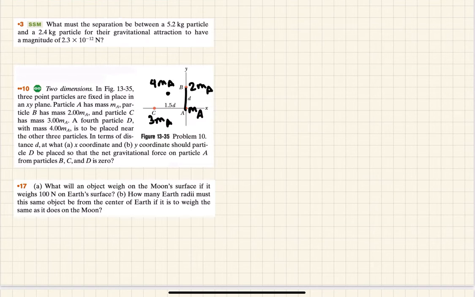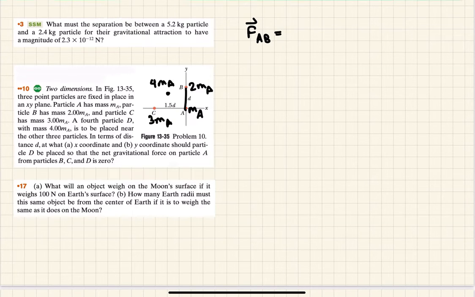In terms of this distance, what is the x-coordinate and y-coordinate of particle D such that the net gravitational force is 0? This is something you'll see so often on tests. You want to place something somewhere so that the net force is 0. Well, you just got to calculate stuff. Yeah, no, that's basically all of physics. You just got to calculate stuff. Okay, so let's find the individual force vectors for this problem.